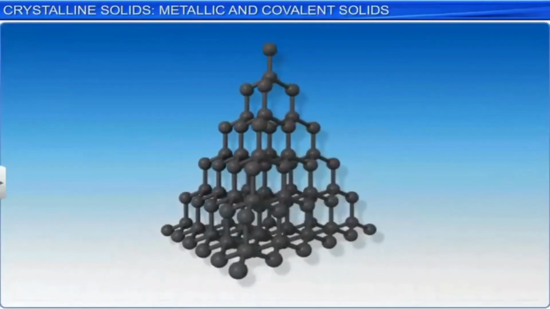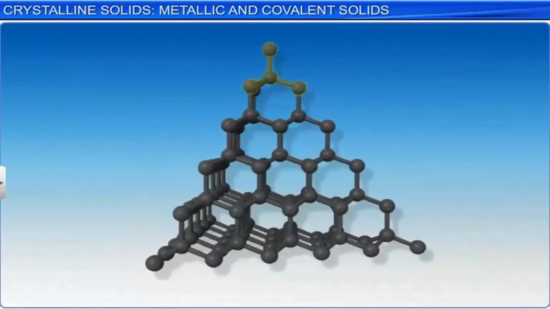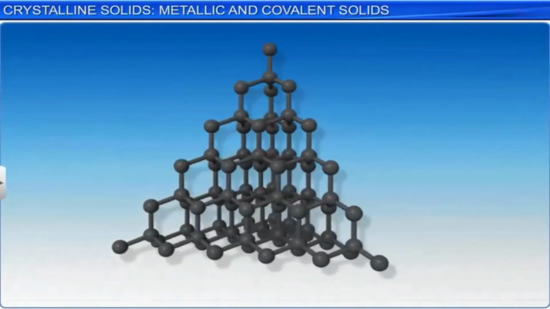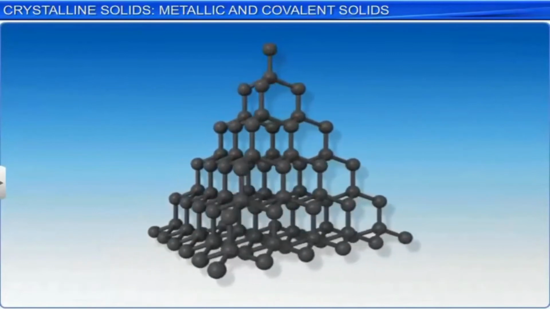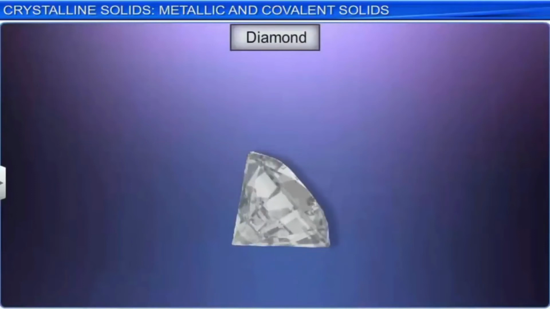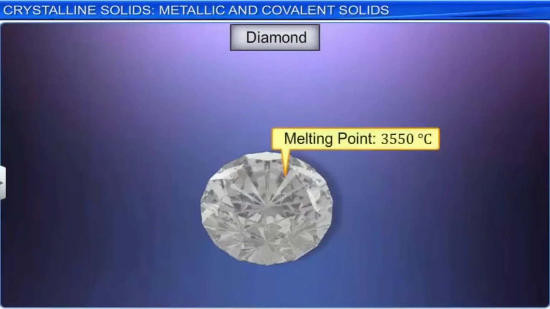In diamond, each carbon atom is bonded tetrahedrally to 4 other carbon atoms. Thus, a regular tetrahedral arrangement of carbon atoms bonded to one another in a 3-dimensional manner forms a network, resulting in a rigid giant molecule. Note that diamond is the hardest substance known and has a melting point of 3550 degrees Celsius.